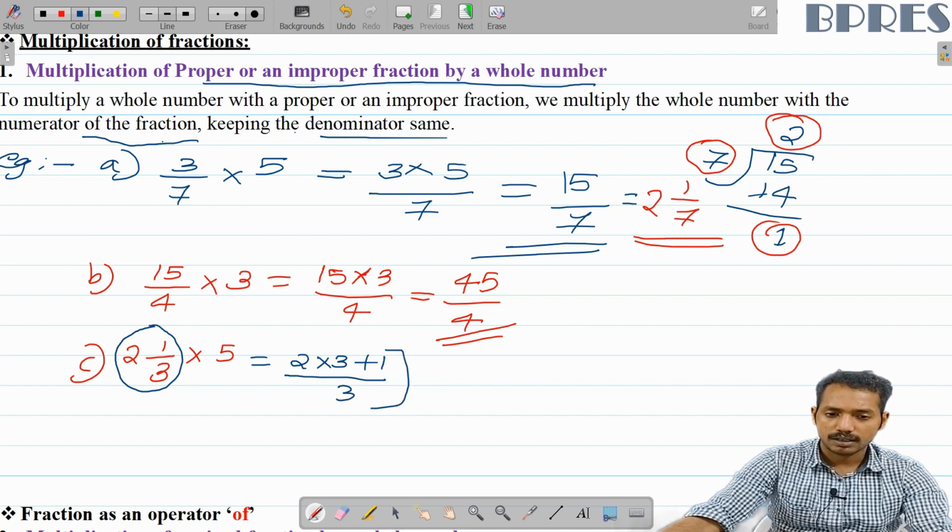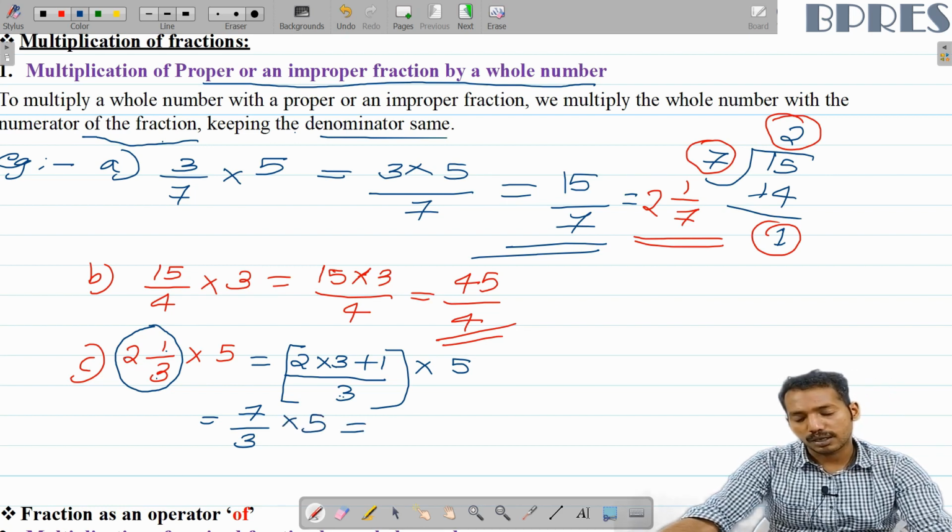Okay, just multiply the whole with the denominator plus numerator and divide by the denominator. Keep the same denominator, into the whole number, here 5. Now what will we get here? 2 into 3 is 6. 6 plus 1 is equal to 7. 7 by 3 into 5. So now we got it in the form of an improper fraction.